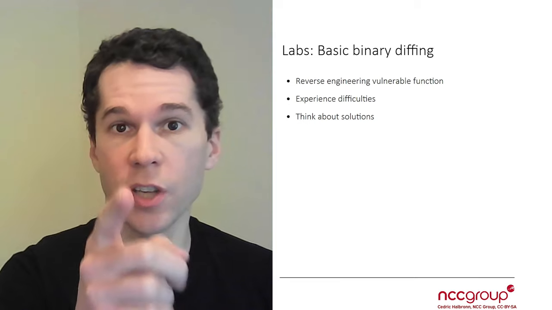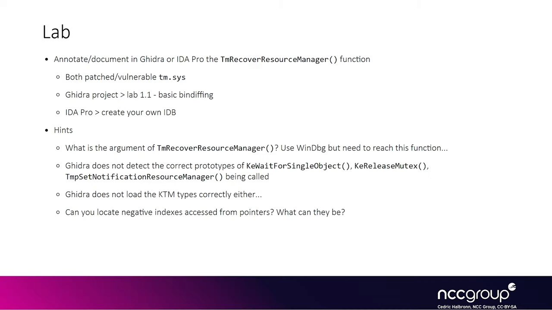Now, it's your turn. The goal of this lab is to make you reverse engineer the actual TM Recover Resource Manager vulnerable function that we saw is part of the diff. And the goal is going to be to document the code in both the vulnerable and patched binary. And here it's really okay to spend all the time you need to annotate the function, define the C types, as you really need to do that just for that particular function. You don't need to look at any other function in that tm.sys kernel driver at all.